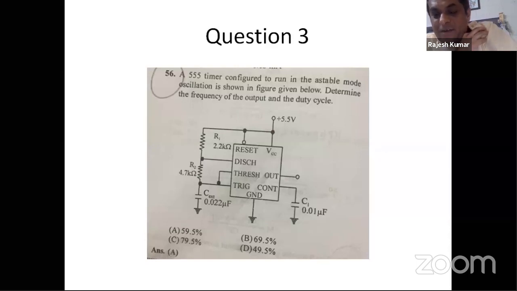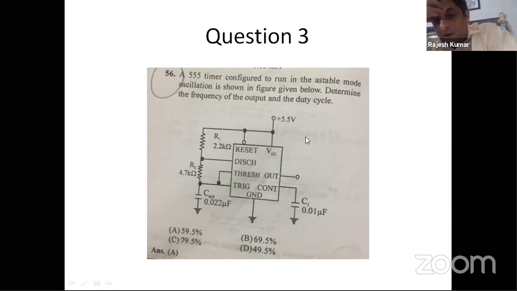Now, you have two formulas: one for the frequency and one for the duty cycle, and you have to apply them straight away. You can see that everything is given. The supply voltage is given as 5.5 volt. Then you are given some resistances: R1 is 2.2 kilo ohm and R2 is 4.7 kilo ohm. And the external capacitor is given as 0.02 microfarad also.